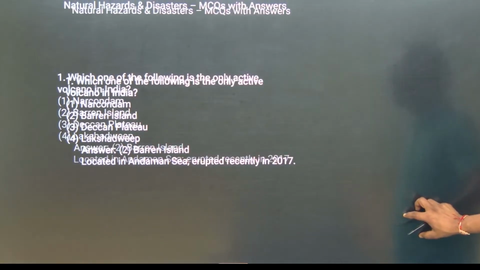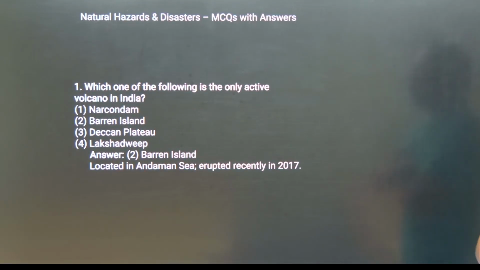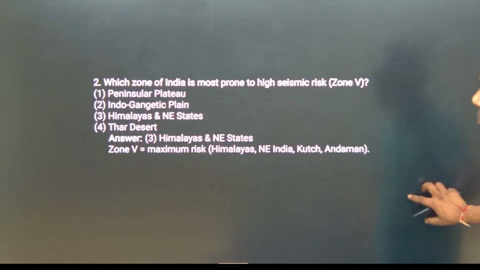Questions based on natural disasters, MCQs. Which of the following is the only active volcano in India? Barren Island, located in the Andaman Sea. Barren Island is the active volcano in India, guys. Most important, they can ask you in the coming exam.